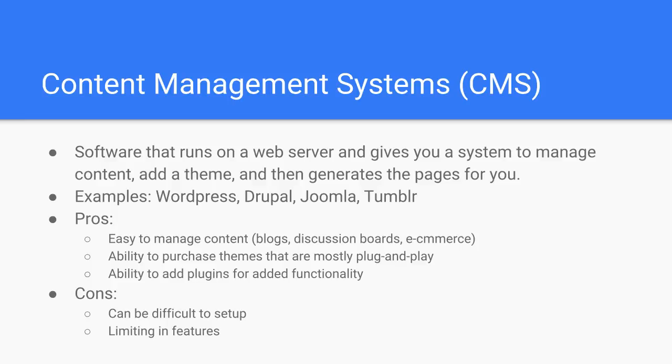A lot of times you can purchase themes that are plug and play. So I've got a buddy who got his start in web development by building WordPress sites, and he would purchase themes and then customize those, and it worked really great. You can add plugins for added functionality. So if you want a Twitter feed on your WordPress blog, you can do that with a few clicks and add a Twitter plugin or whatever.